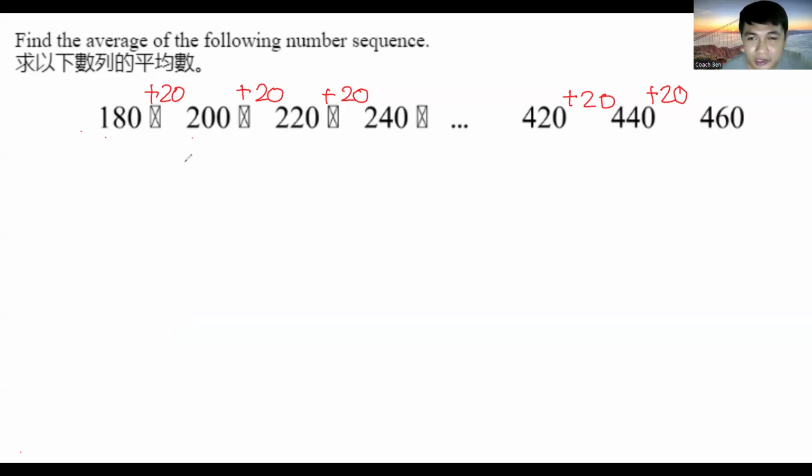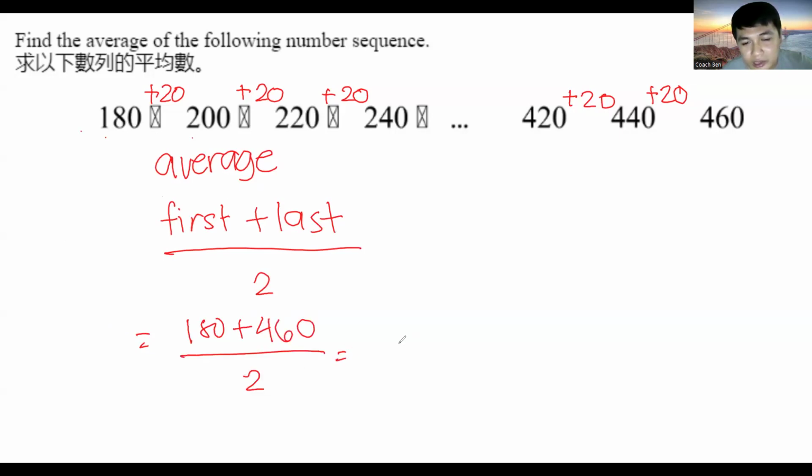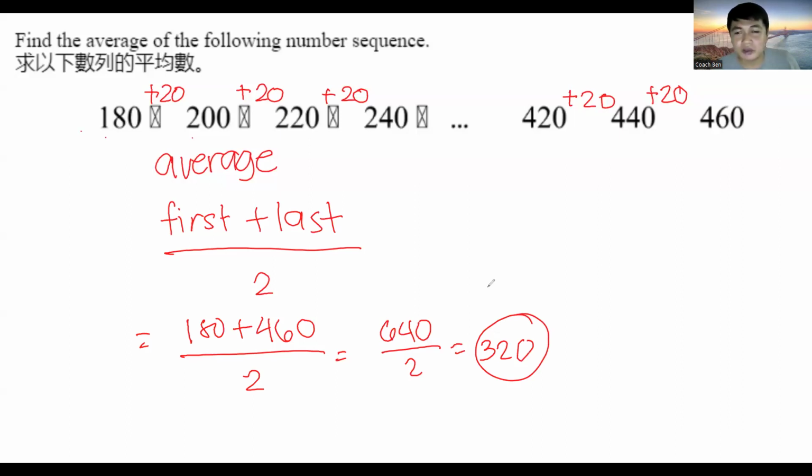And an arithmetic sequence has a special property to figuring out the average. The average of any arithmetic sequence is just the first term plus the last term divided by 2. So this is 180 plus 460 over 2. That is 640 over 2, 320. Okay? So are there any questions for number 2?